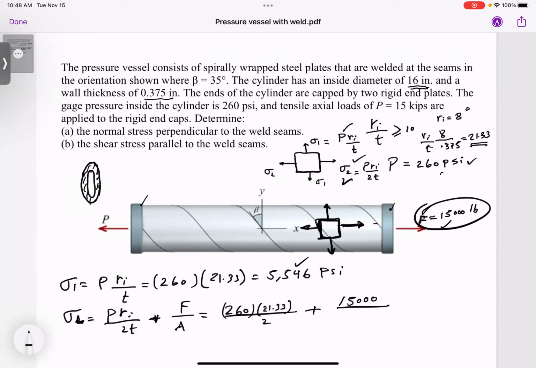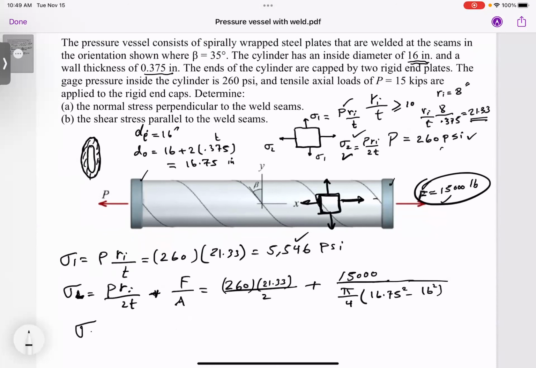So what we've got to figure out is the outer radius. If the inner diameter is 16 inch, the outer diameter would be what? 16 plus 2 times 0.375, 2 times the thickness, right? So this happens to be 16.75 inch. So I can go find the area. What's the area of a circle? In terms of diameter, pi over 4, outside diameter squared minus inside diameter squared.